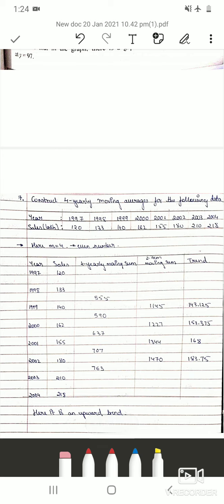So we have studied how to find out moving averages for an even number, that is when m is 4, and we have studied how to find out moving averages when m is 3 and when m is 5. So with these examples we are done with the moving averages method. In the next class, let us see the theory part of moving averages, and then we will go to the next method, that is calculating trend values.